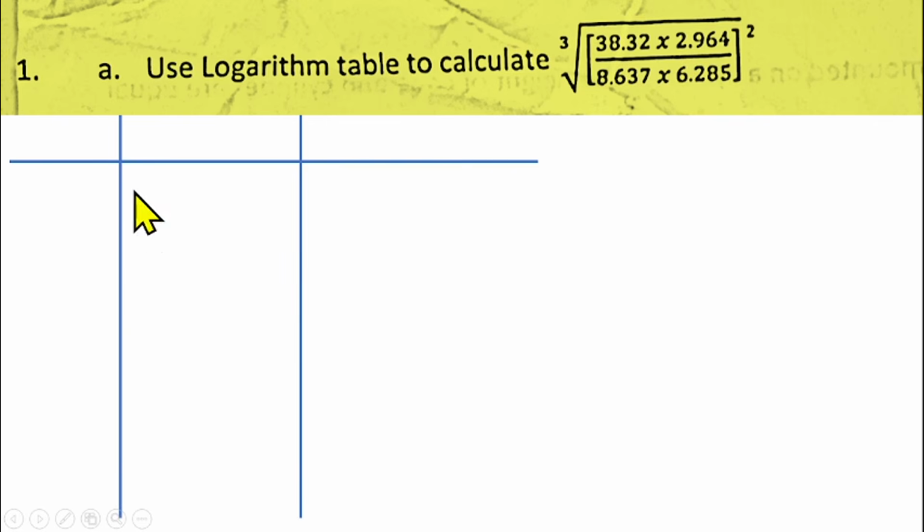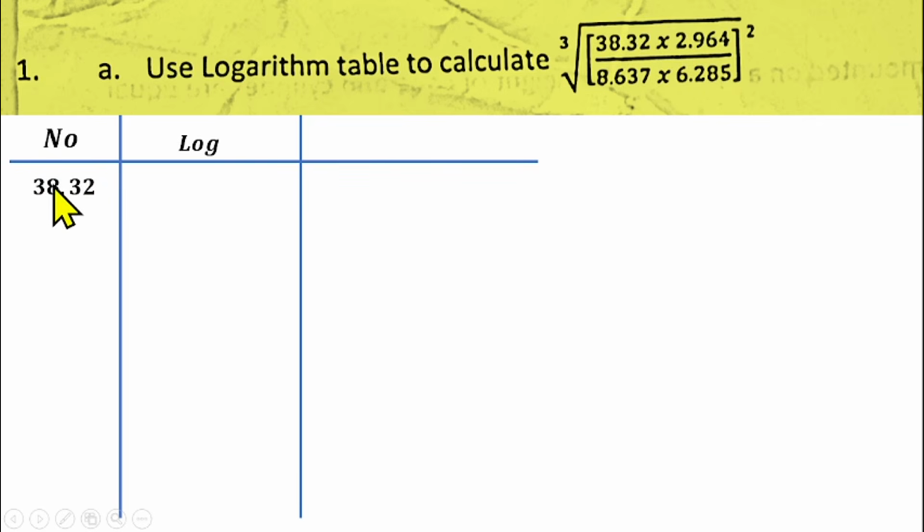The first thing to do is to draw your table and get your logarithm table ready. You have a number, because all these are numbers. Then you have their logarithm values, and you start with the numerator here, because this is a fraction. At the numerator, the first number there is 38.32. So you find the logarithm of 38.32 and you write it here.